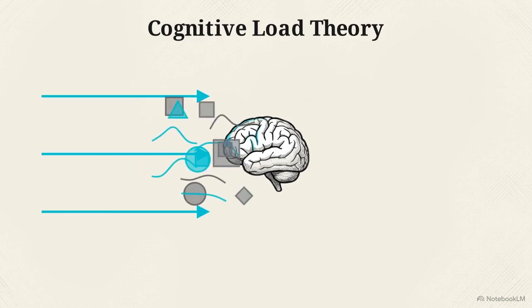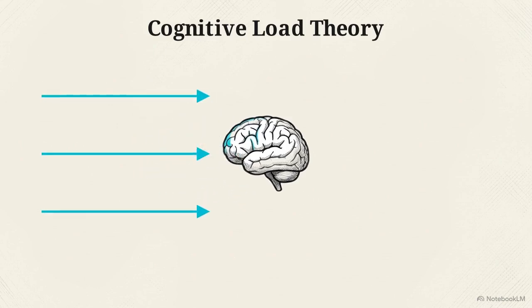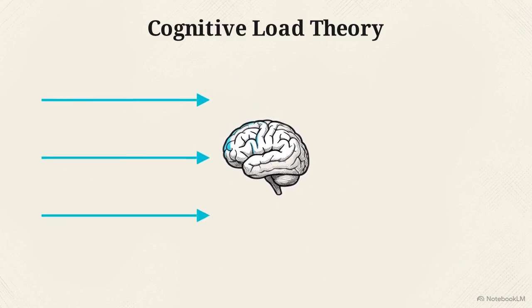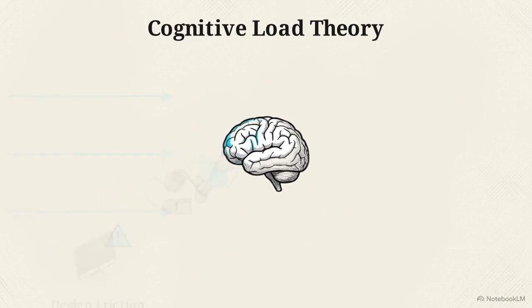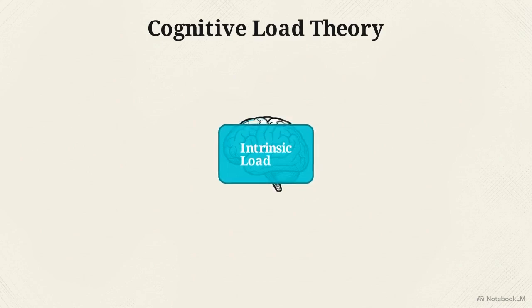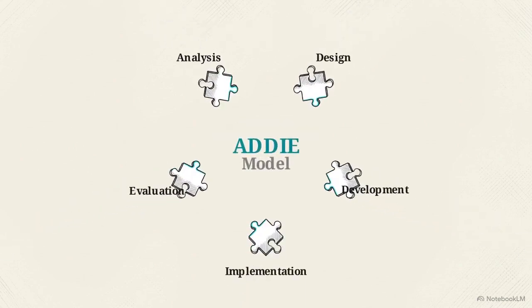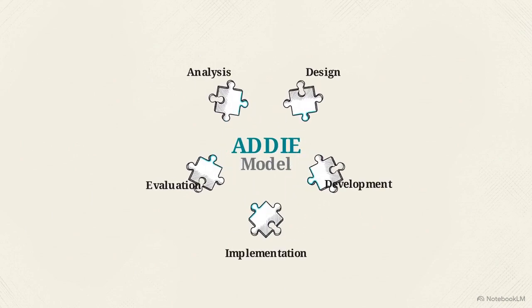Sweller's cognitive load theory states the brain has limited capacity. We filter extraneous load, unnecessary clutter, to handle intrinsic load. Akram, does extraneous load come from difficult material? No. Design friction causes extraneous load. Intrinsic load is the material's inherent complexity. To manage this mental effort, we use the 5-step ADDIE model.